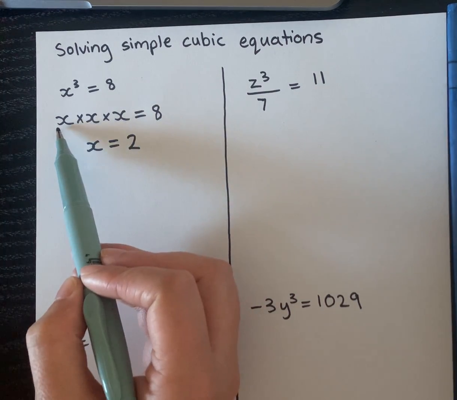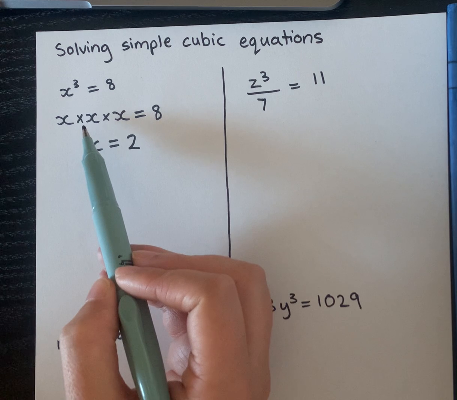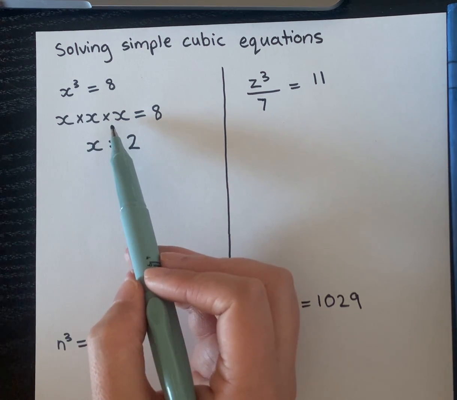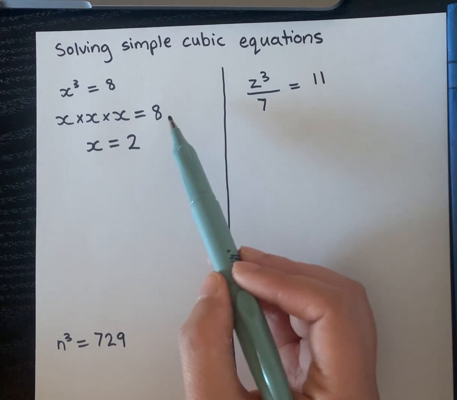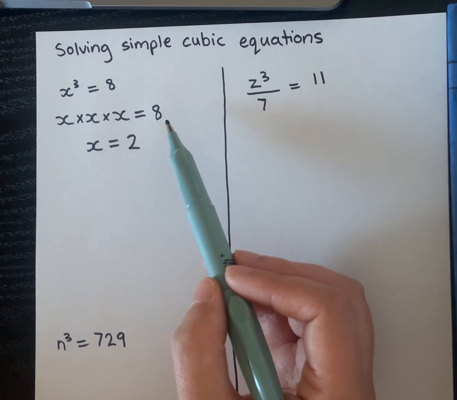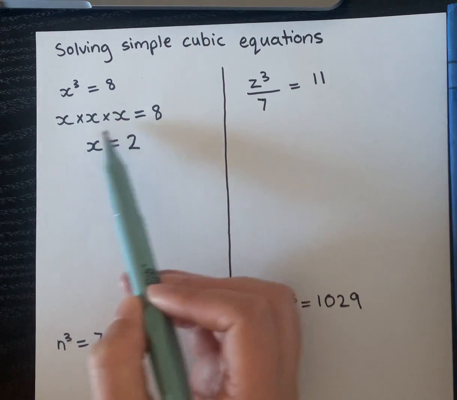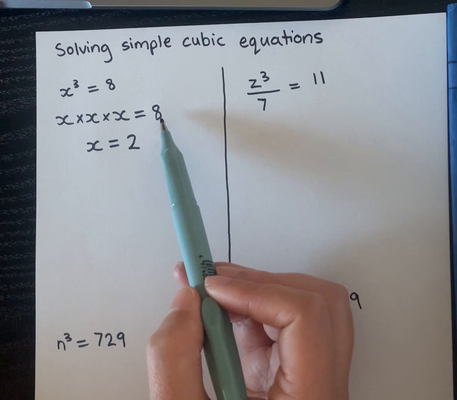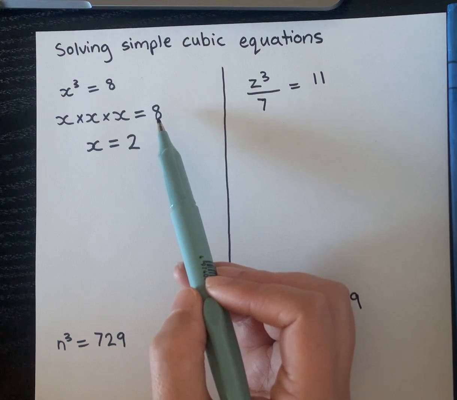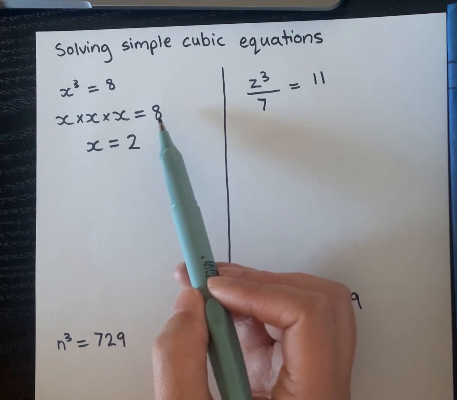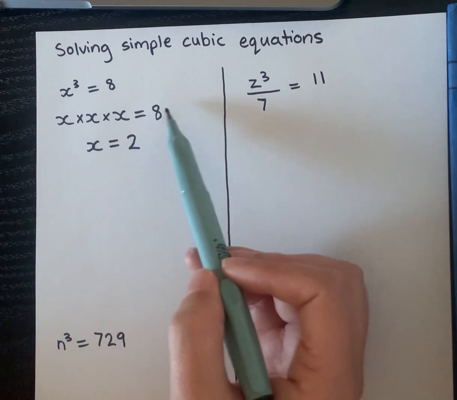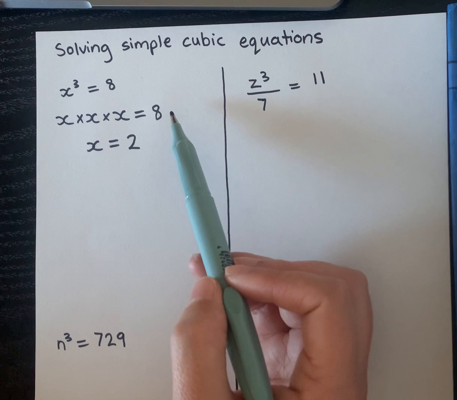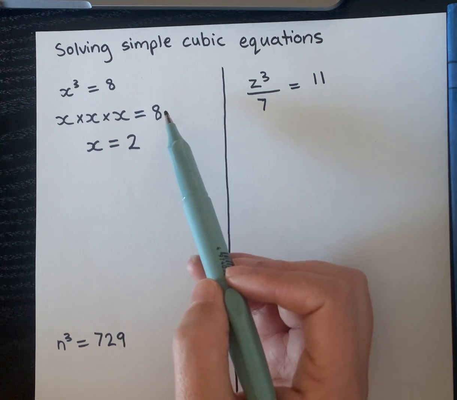So minus 2 times minus 2 gives you positive 4. But then we need to times by minus 2 again, which gives you minus 8. It doesn't give you 8. So if you've got a positive number, then when you cube that number, your result will be a positive number. And if you've got a negative number, when you cube that, the result will be a negative number. So there is only one solution.